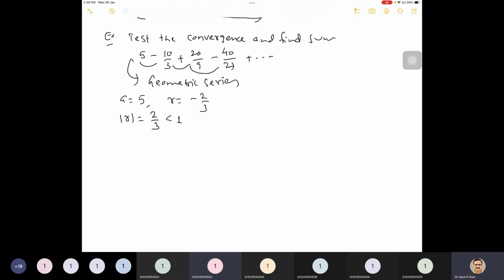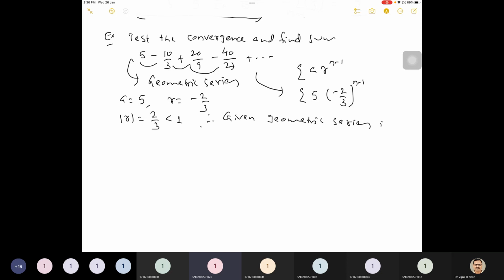Okay, fine. The series is A R power n minus 1, so the series is 5 times minus 2 by 3 power n minus 1. This is the series that you are given. Modulus R is 2 by 3 and it is less than 1. Therefore, the given geometric series is convergent because modulus R is less than 1.